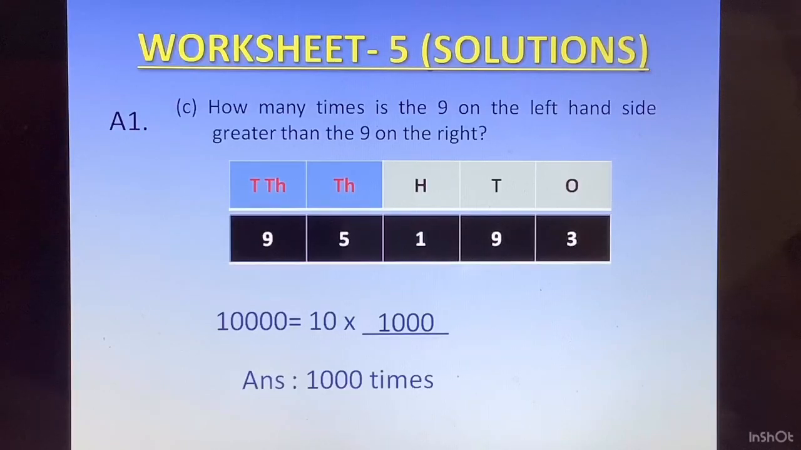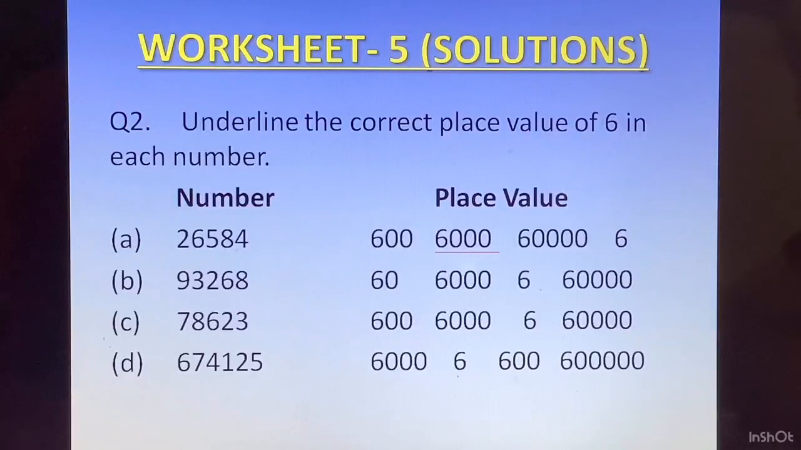Now these two steps that I have written, the place value chart and the multiplication, you don't have to write these two. It is for your understanding. You can directly see the place values and then write the answer 1000 times.